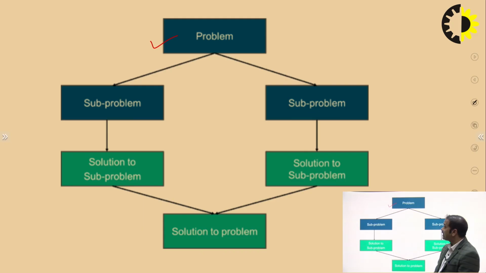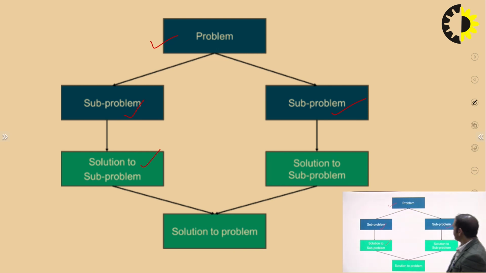First, we have to divide the problem into two subproblems. The first subproblem is this one and the second subproblem is this one. This means we have to divide the whole data into two parts. The first one is the first half and the second is the second half. By dividing this whole problem into subparts, we use the algorithm to solve the first subproblem by using the solution to the subproblem. By using this step, we solve this first subproblem.